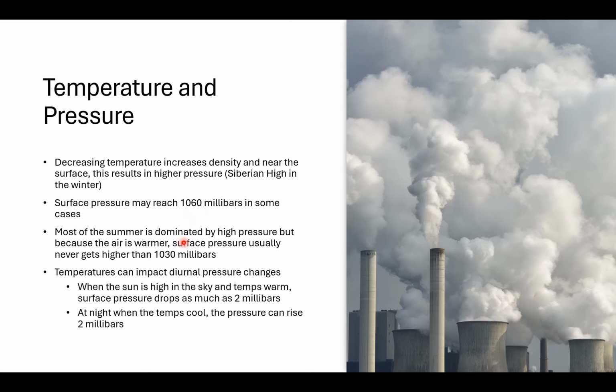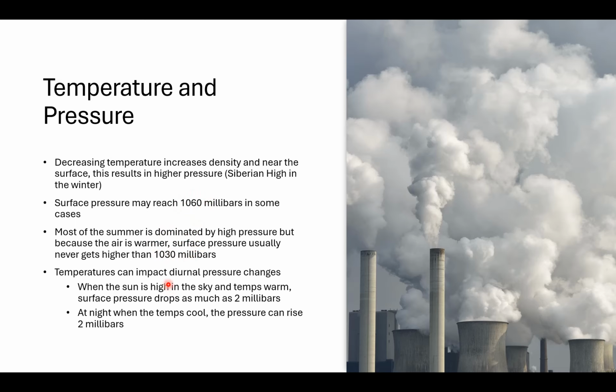Most of the summer, because we have warmer, less dense air masses in place, is going to be dominated by high pressure. But because that lighter, warmer air is in place, surface pressure is usually never going to get higher than about 1030 millibars. So there's a considerable difference in barometric pressure readings between the summer season, with warmer, moist air in place, versus the winter season, with cold and dry air in place.